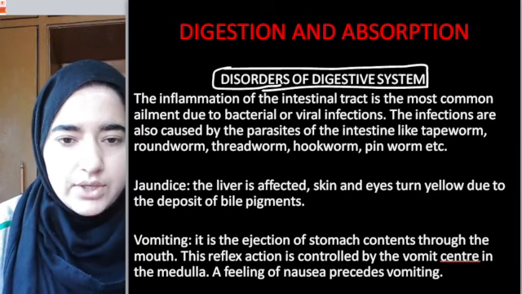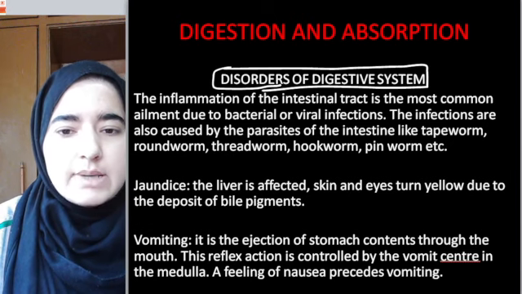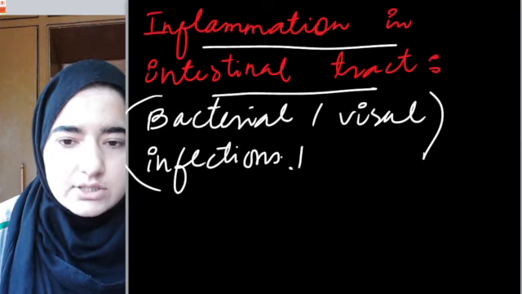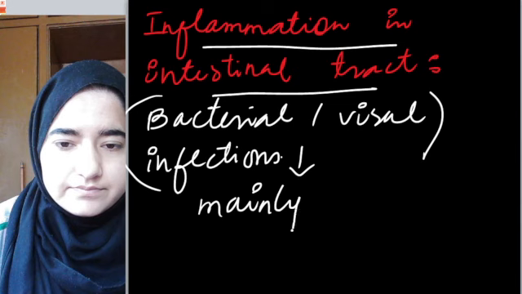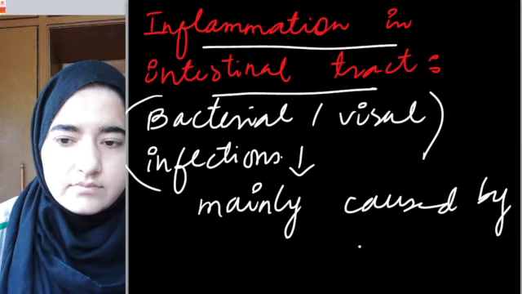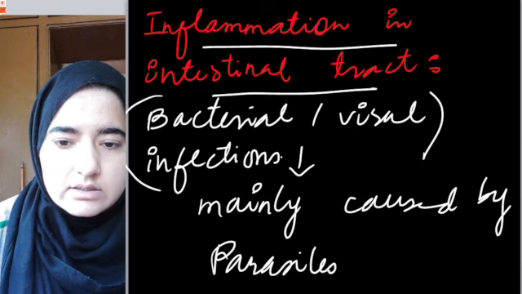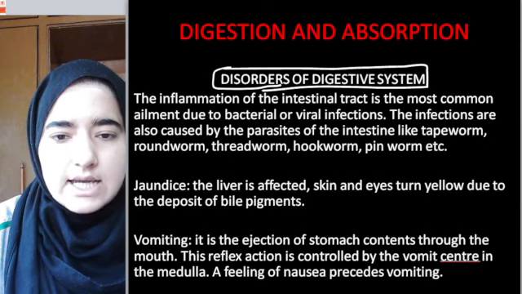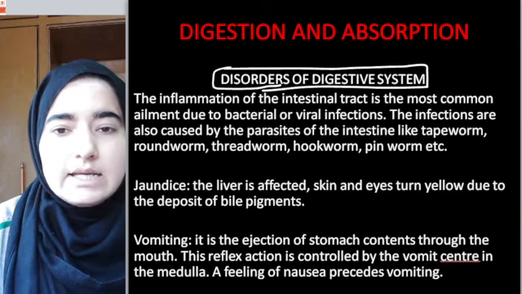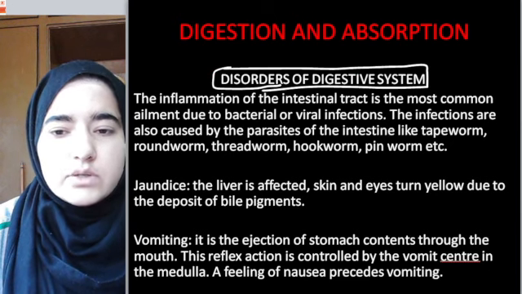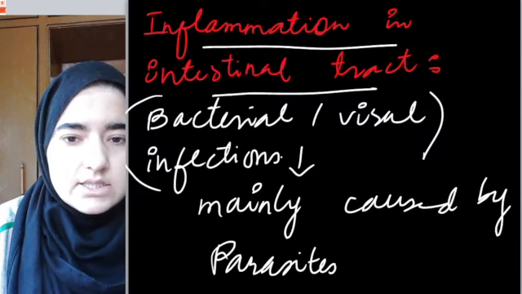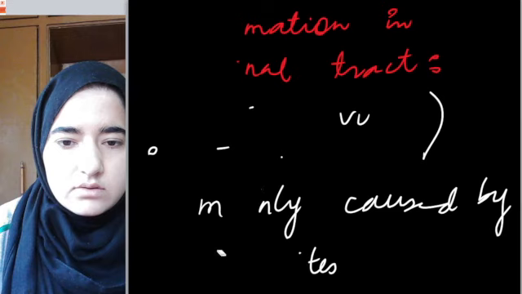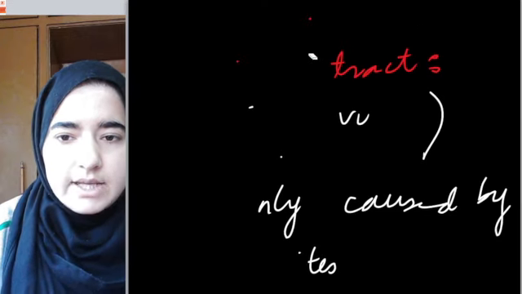Inflammation in the intestinal tract is mainly because of bacterial or viral infections in anybody's intestine. These infections are mainly caused by parasites to the intestine. We have so many intestinal parasites like tapeworm, roundworm, threadworm, hookworm, pinworm, etc. I'll write about the parasites here.